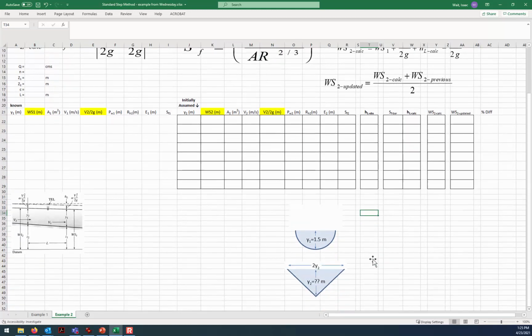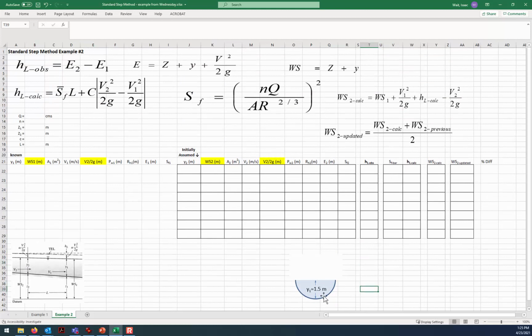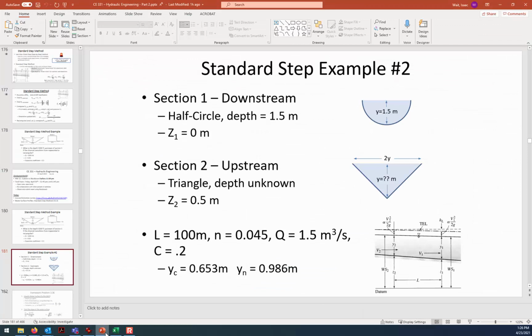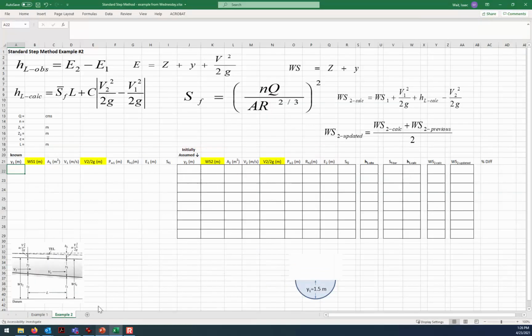All right, so the known section is where it's the half circle. Let's put in the other given parameters. What did it say for our flow rate here? So it's 1.5 cubic meters per second, n is 0.045, length 100. Let's see if we remember that.